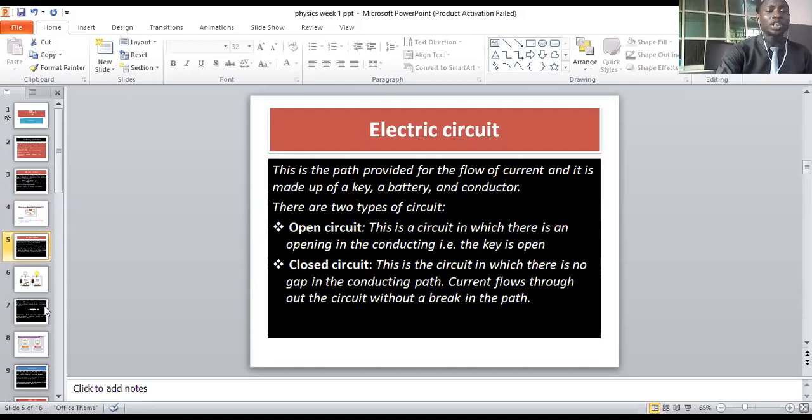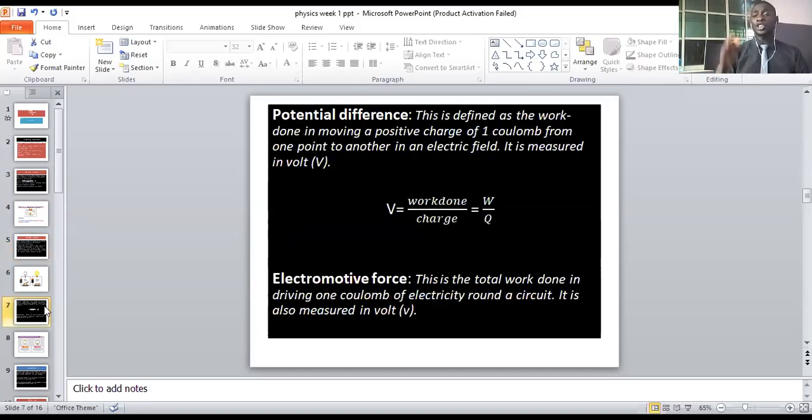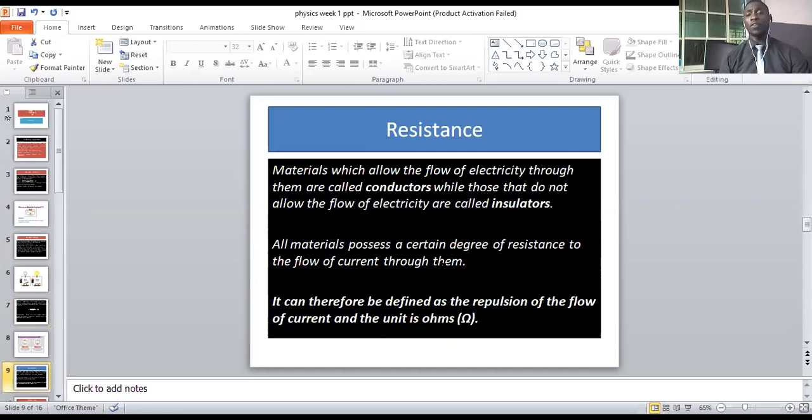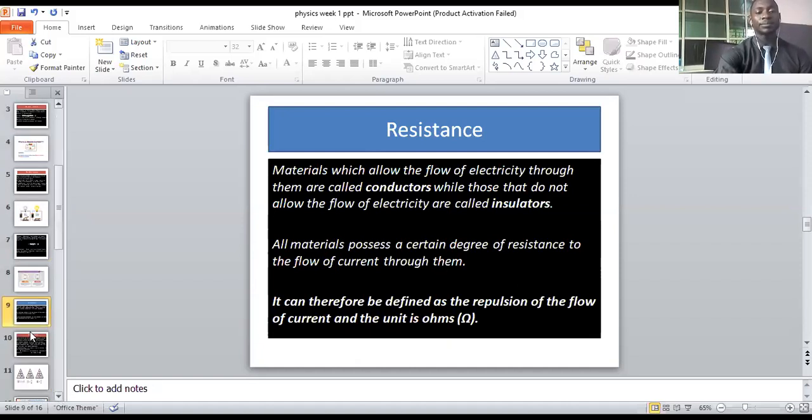We talked about potential difference, which is the work done in moving a coulomb of charge from one point to another in an electric circuit, while electromotive force is the total work done in moving an electric charge in the whole circuit, from the positive terminal to the negative terminal. We talked about resistance, which is the ability of a material to resist, to impede the flow of current through it, and the unit is ohms.